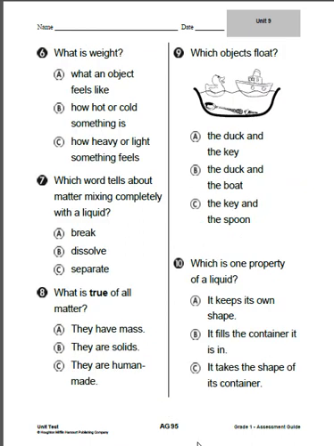Now you should be looking at the page that says AG95 at the bottom, and it has number 6 at the top. Number 6 says, what is weight? A, what an object feels like, B, how hot or cold something is, or C, how heavy or light something feels. What is weight? A, what an object feels like, B, how hot or cold something is, or C, how heavy or light something feels.